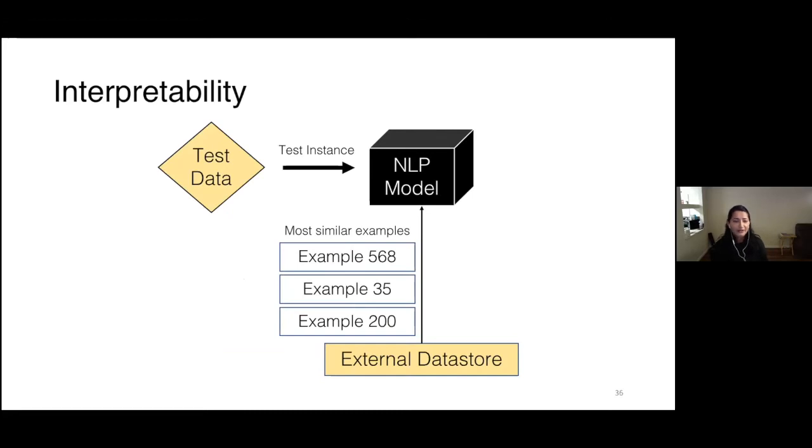Another benefit of memorization that I'll highlight is that by querying the data store of examples, the model's predictions become more interpretable because they can now be traced back to the specific examples that were used for making the prediction.